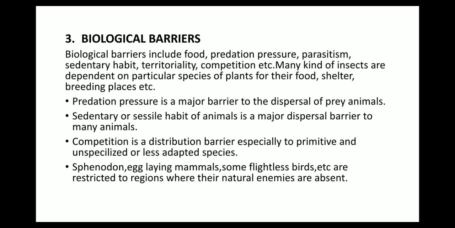Competition is a distribution barrier, especially to primitive and unspecialized or less adapted species. Most of them cannot survive the competition from highly specialized and well-adapted components. So they are restricted to safe survival pockets where competition and predation pressure are almost absent or minimal. For example, Sphenodon, egg-laying mammals, some flightless birds, etc. are restricted to regions where their natural enemies are absent.